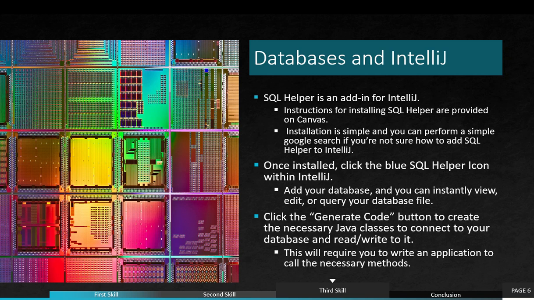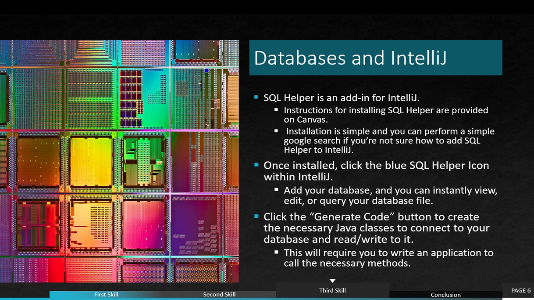Instructions for installing SQL Helper are provided on Canvas. It's a simple process, and you can perform a quick Google search if you're not sure how to add SQL Helper to IntelliJ. Once installed, you should have a blue SQL Helper icon showing within your toolbar in IntelliJ. From there, you'll be able to add the database you've already created, and then you can view, edit, or query your database file. It also has its own GUI that you can use as well, or in addition to SQLite's GUI.